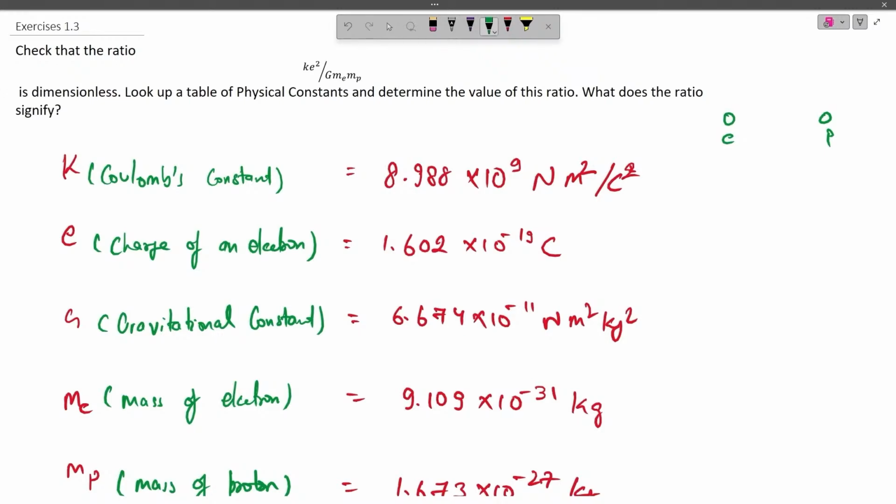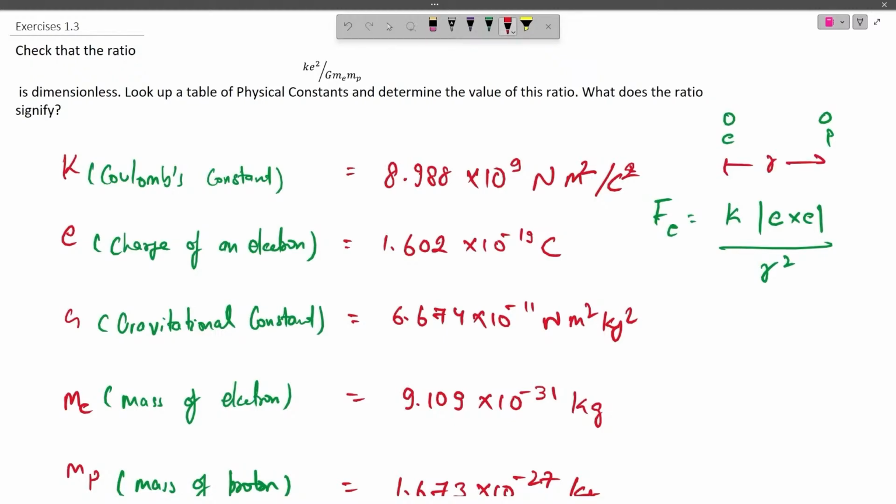So we know the expression of electrostatic force, if we represent it by Fe, that would be equal to K times the charge on electron, represented by e, multiplied with the charge of proton, again e, divided by the distance of separation squared. If we represent the distance of separation by R, then it would be K e² by R².